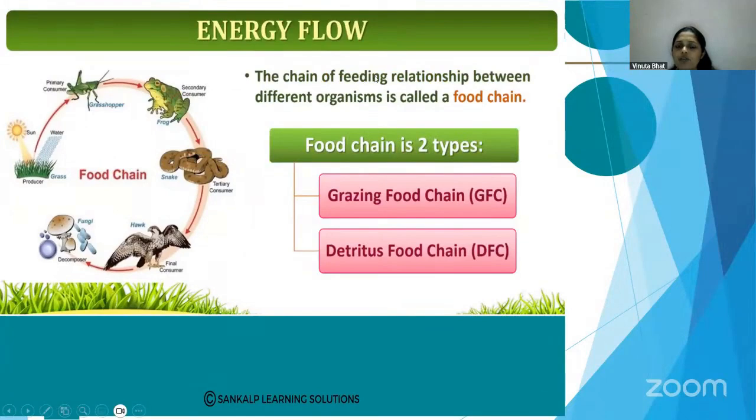The chain of feeding relationships between different organisms is called the food chain. There are two types of food chain. The first one is the grazing food chain and the second type is the detritus food chain. So what are the grazing food chain and the detritus food chain?